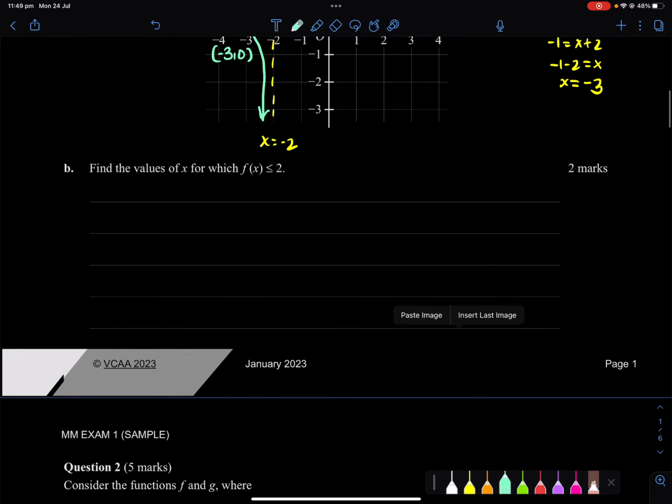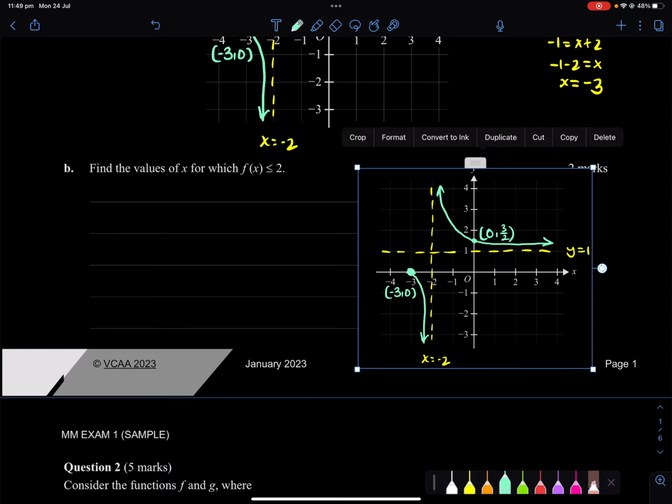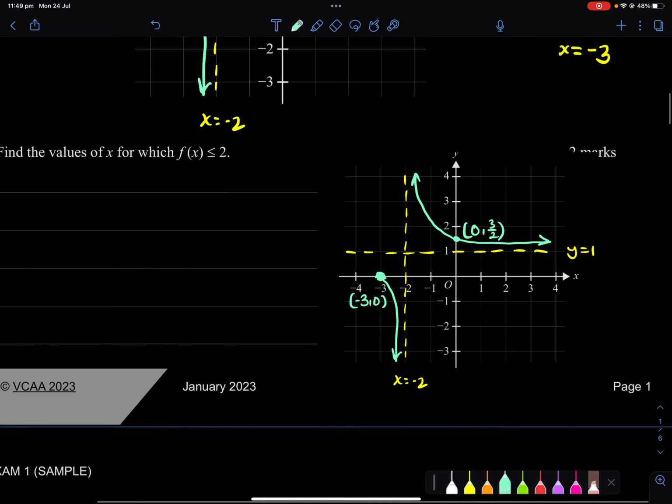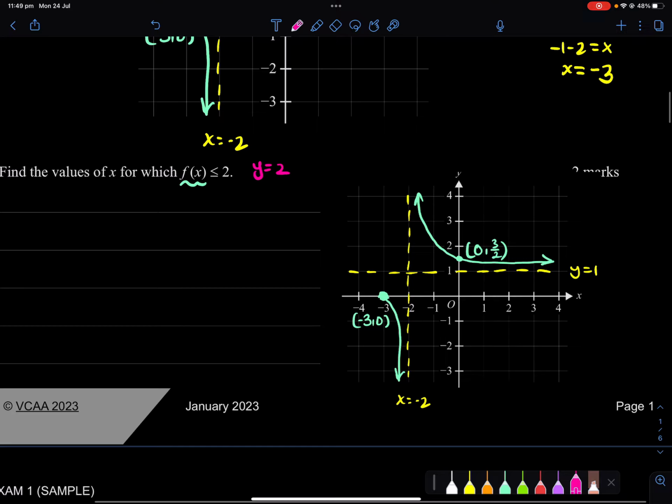So let's go down here and paste it right over here. Let's look at it. So remember, f of x is our blue graph. And what I like to do is make the 2 an equation like y equals 2. So y equals 2 is right over here. So I'm going to draw that and write y equals 2.